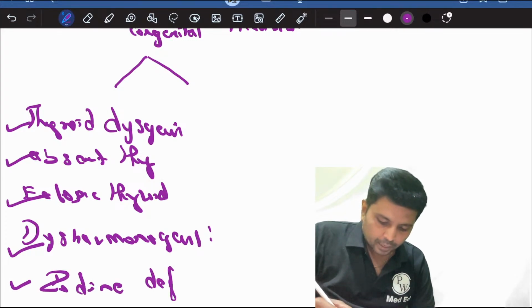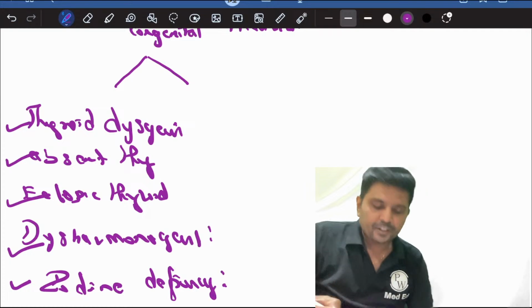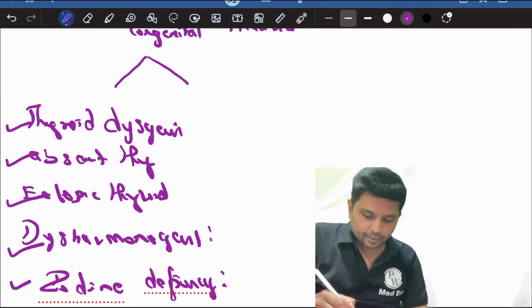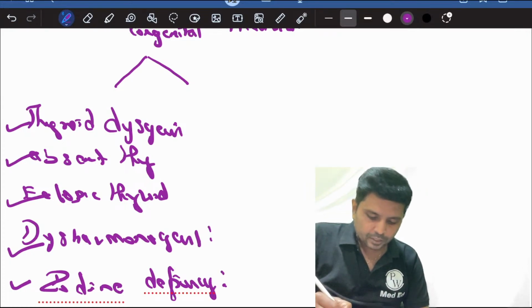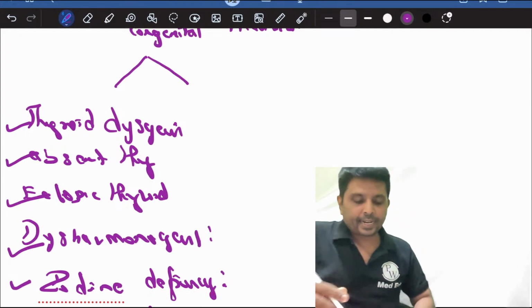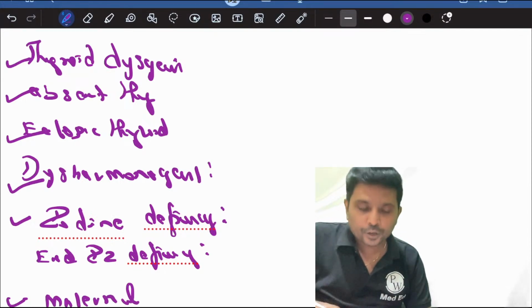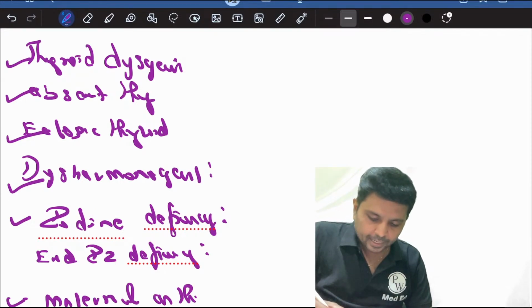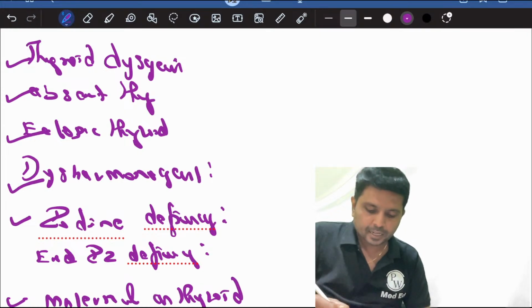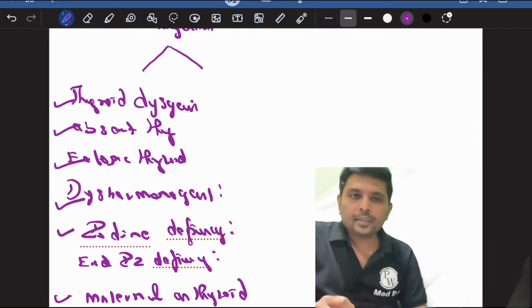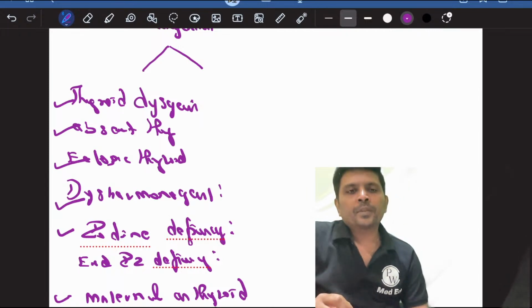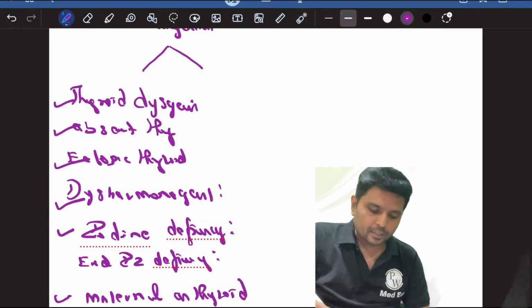So one is thyroid dysgenesis, absent thyroid, ectopic thyroid, dyshormonogenesis, and the last one is iodine deficiency, that is endemic iodine deficiency. Or it can also be due to maternal antithyroid drugs, if the mothers are taking antithyroid drugs. So these are the common causes for congenital hypothyroidism.